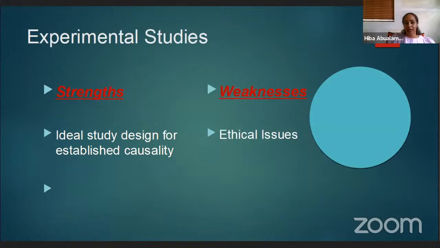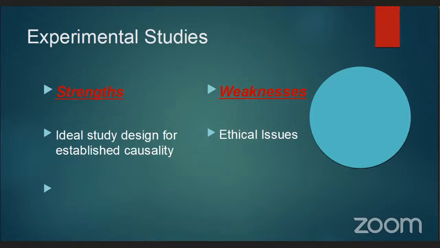Experimental study, we have strengths and weaknesses. The strength is that it's the ideal study design for establishing causality, and as we said, it assigns the exposure, if you want, and the outcome. Weakness, ethical issues, because sometimes you can't stop people from taking a hypertensive drug to act like a placebo. This won't be a good example here.